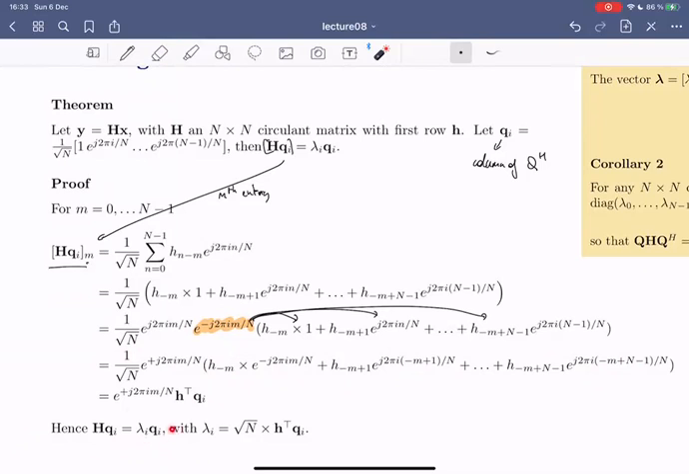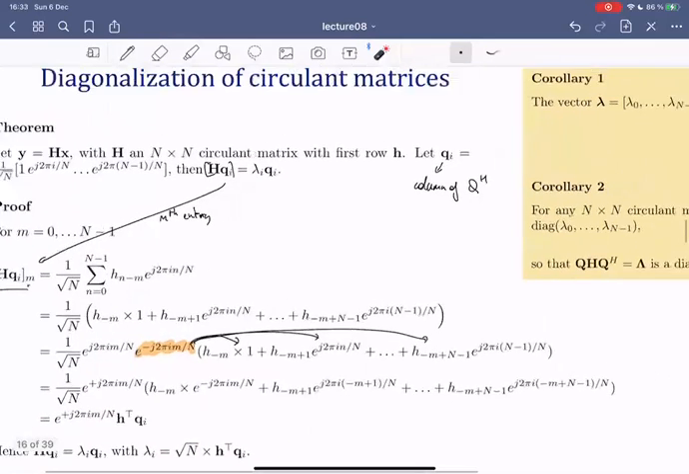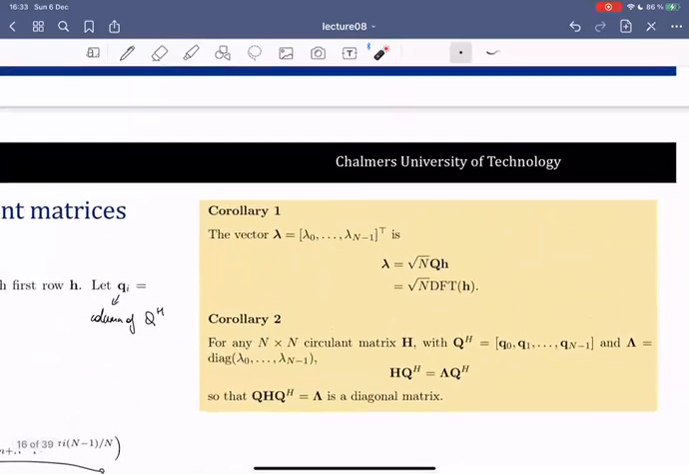So it then follows that this is true, where this eigenvalue has to be this product times the square root of n, because I need to multiply and divide by square root of n to get Qi here. Now we've seen that this holds true. So then what can we further deduce from that?